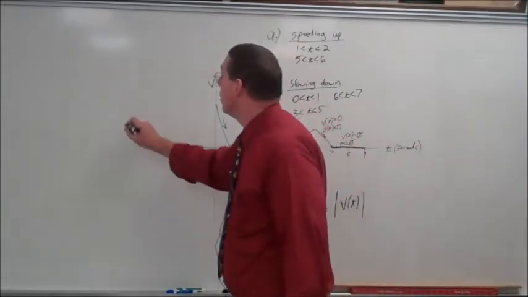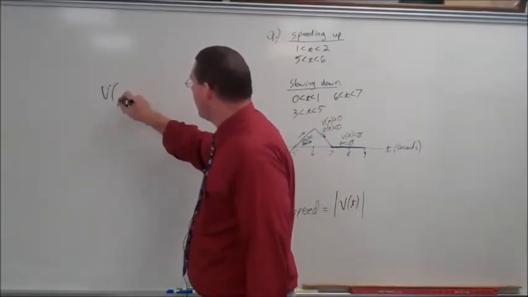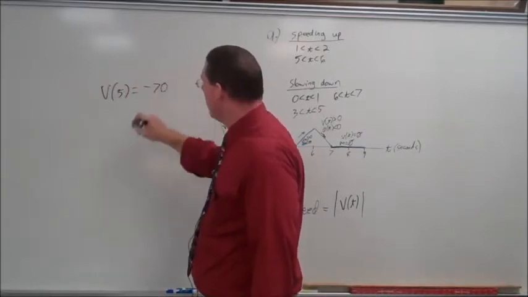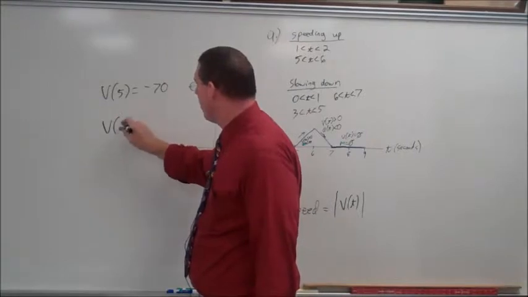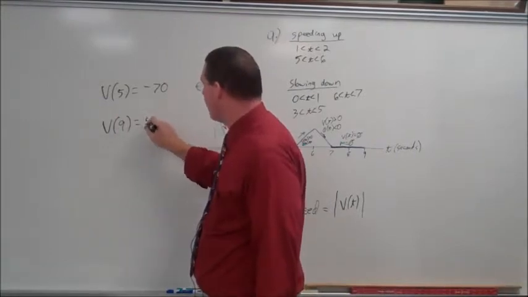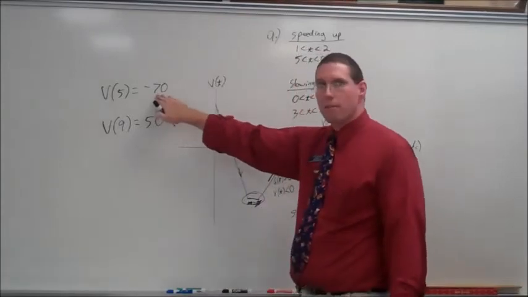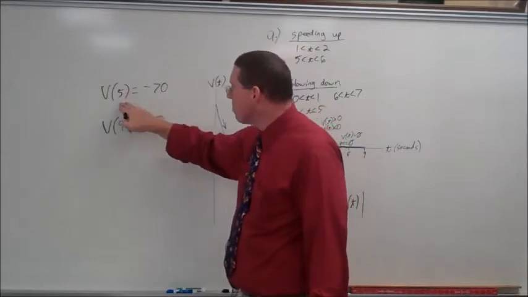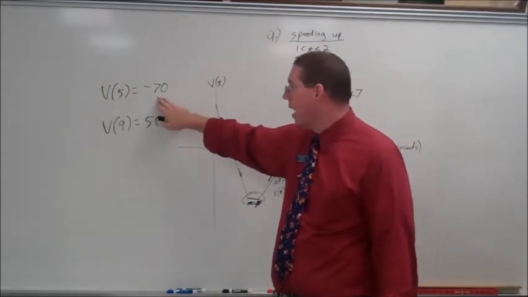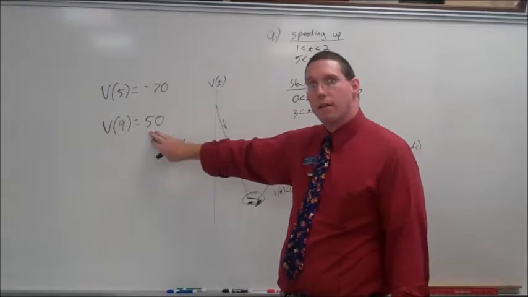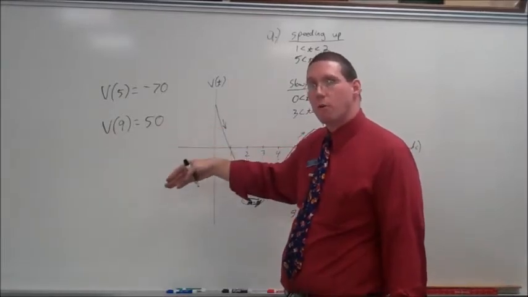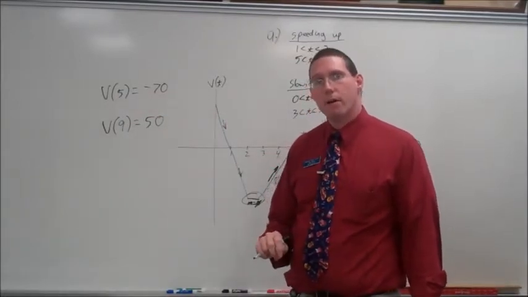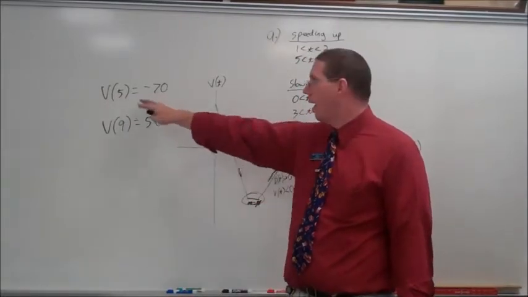Let's say v of 5 equals negative 70, and let's say that v of 9 is equal to positive 50. Well, this number is bigger than this number. The velocity is greater. But if we take the absolute value, the speed at 5 is positive 70, and the speed at 9 is positive 50. So when does it have a higher speed? Well, it has a higher speed at time 5, because the absolute value is larger at time 5.